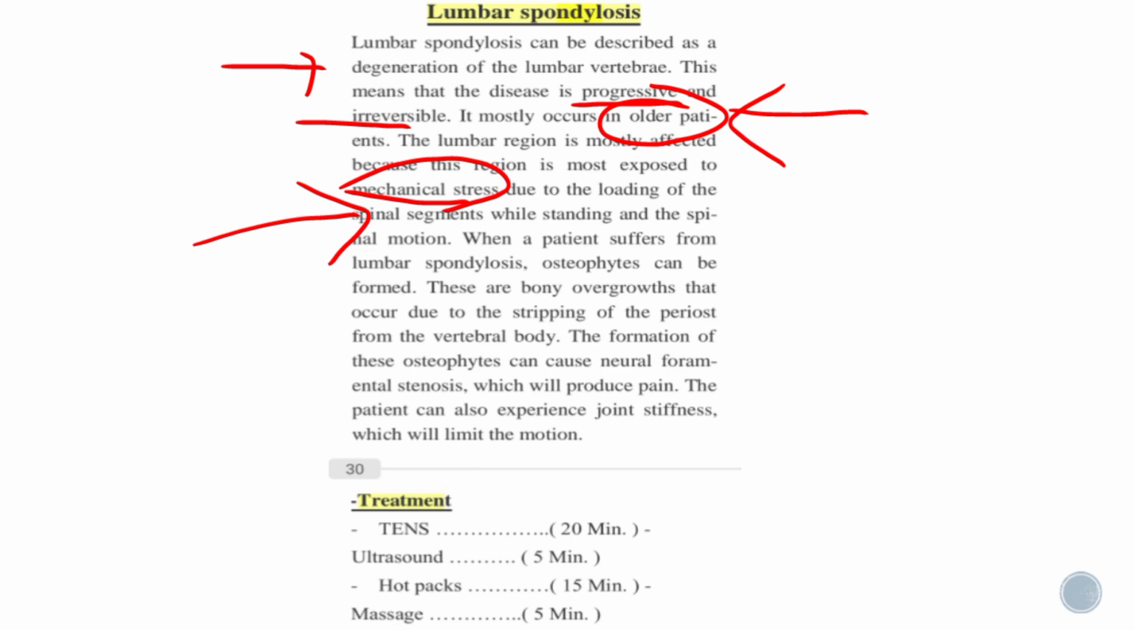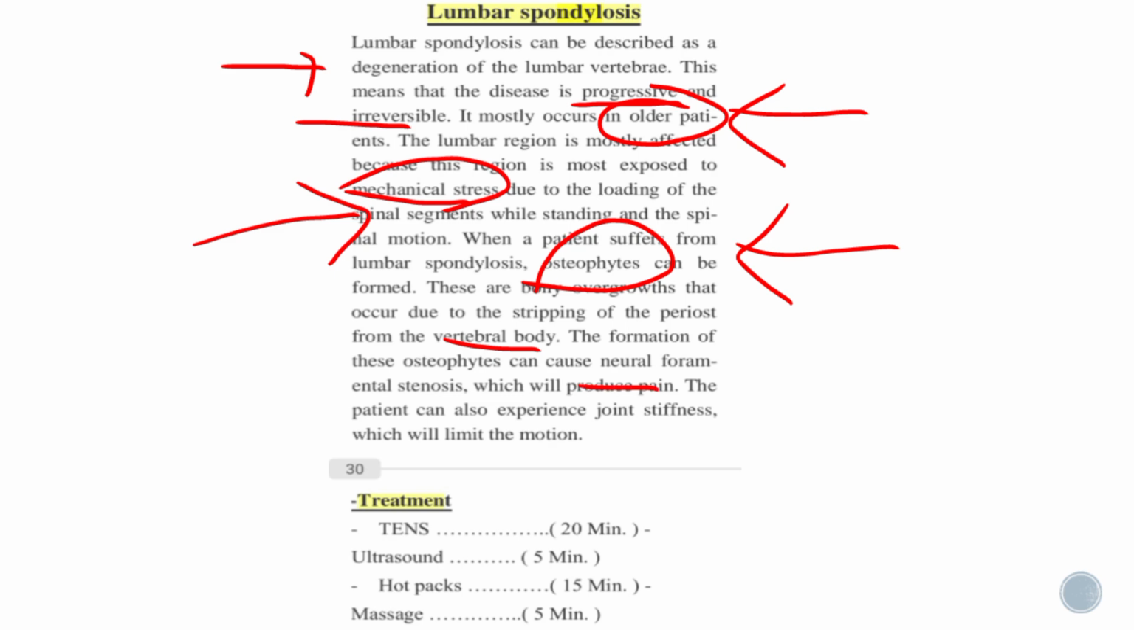When a patient suffers from lumbar spondylosis, there is osteophyte formation. It's very important to remember. Always asked in MCQs. These are bony overgrowths that occur due to the stripping of the crust from the vertebral body. There is a formation of osteophytes that can cause neural foraminal stenosis, which produces pain.